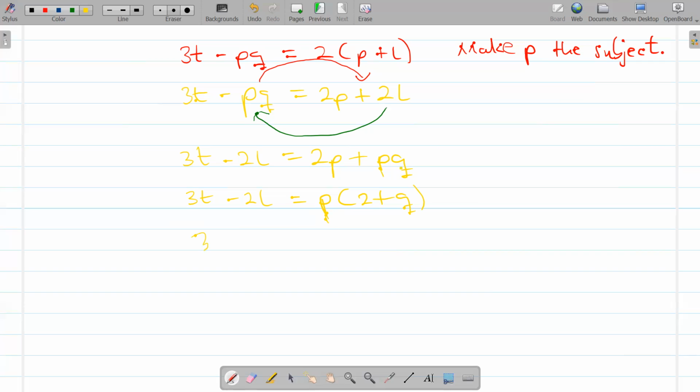So we divide it at the others. So 2 plus what? Q. Yeah. So they are going to cancel each other. So this will cancel. Now we have our P being equal to 3T minus 2L over 2 plus what? Q. Is it okay now? Yes.